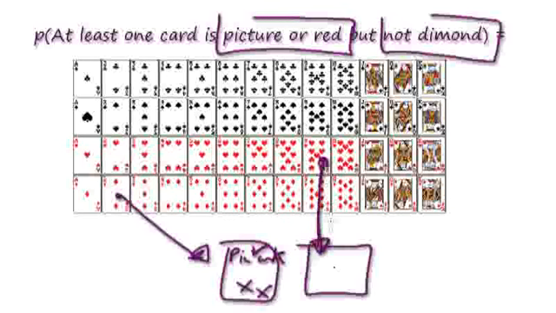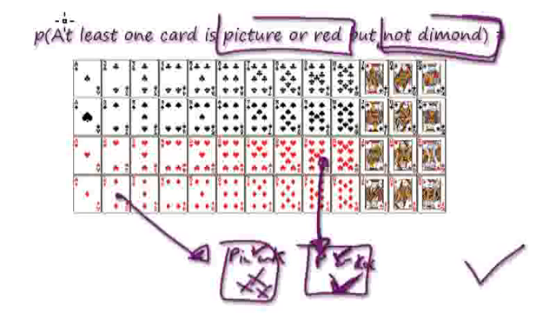Let's have a look at this one here. Well, we will require a picture card or a red card. Well, it's not a picture card, but it is a red card. So this first part is good. Then the second part, we don't want it to be a diamond. Well, it's not a diamond, it's a heart. So this card here is good. Even though this card is bad, this card is good. The overall outcome is good because we only need at least one card. Okay, at least one card.